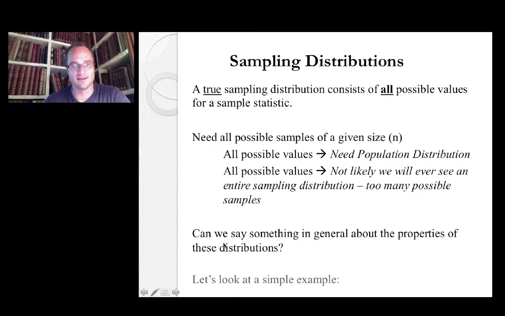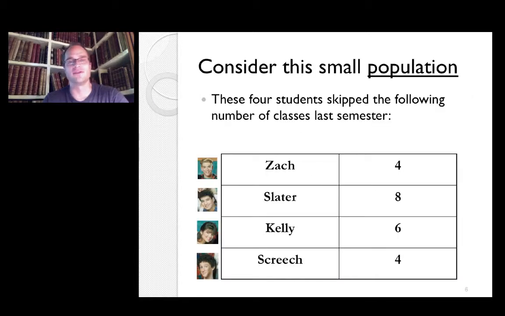So here we are. Can we say something in general about these properties? The answer is yes. And I'm going to look at a simple example to at least highlight the first property, which is the mean of this distribution, the measure of central tendency. And so to do so, let's look at the small population of students.